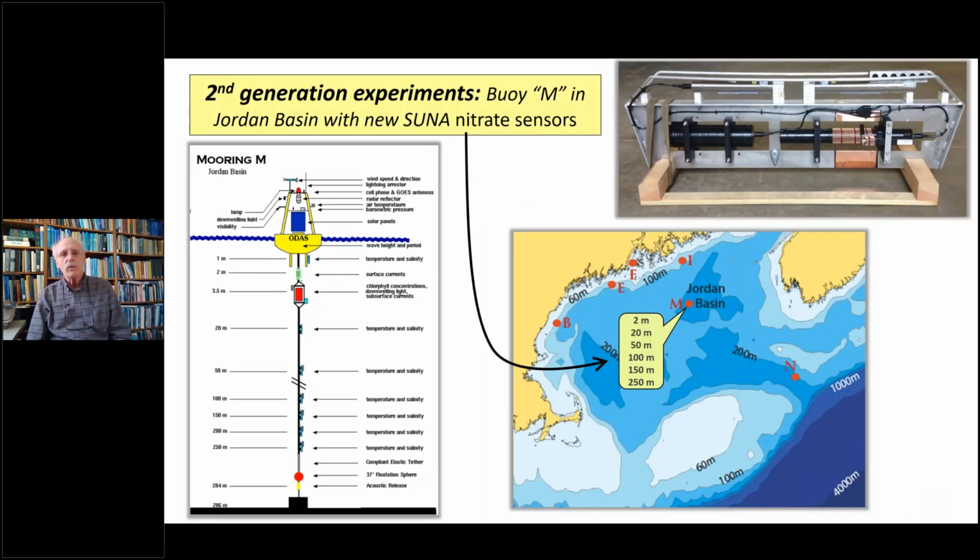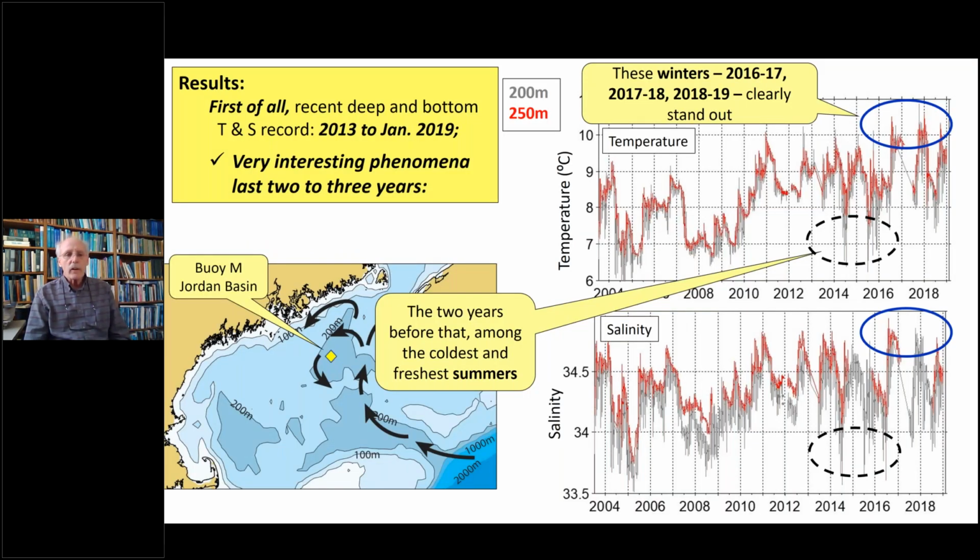Then we bought some SUNAs with this new project and instrumented the Jordan Basin mooring more fully. And so those are the results I'm going to show you now. First of all, let's just look at the temperature and salinity record for the period 2003 to just a few weeks ago that Maura Thomas plotted up for me. And here is repeated what I already showed you. It's this oscillation or alternation of water masses.